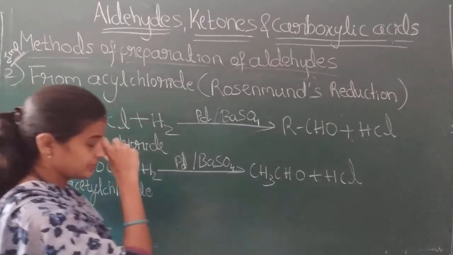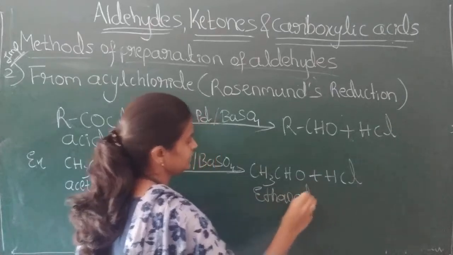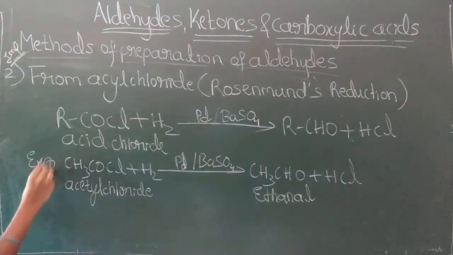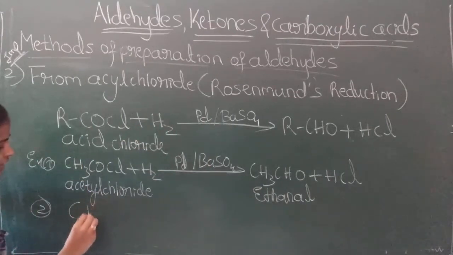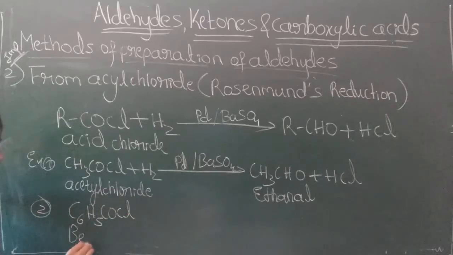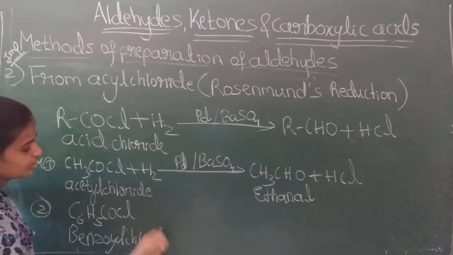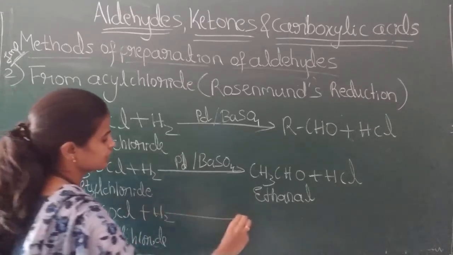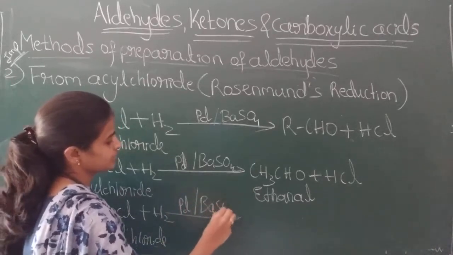Acetyl chloride, and this one ethanol. Okay, second one. I take benzene, C6H5COCl. The name of this one is benzoyl chloride. Benzoyl chloride heated with hydrogen in the presence of palladium catalyst supported over barium sulfate.